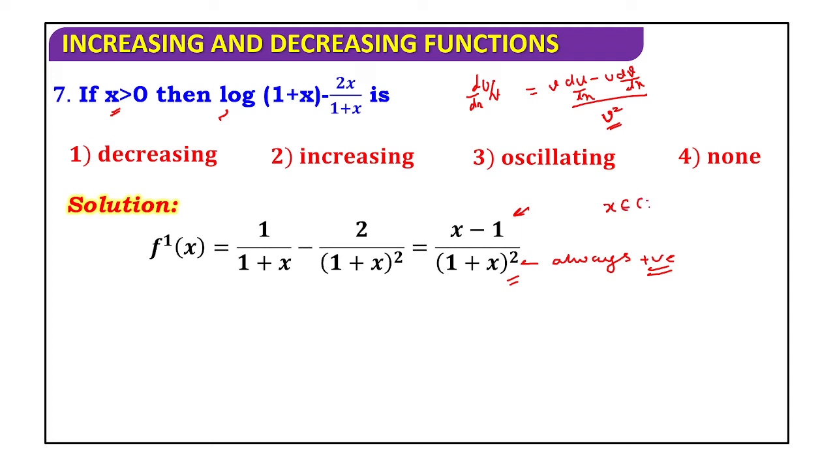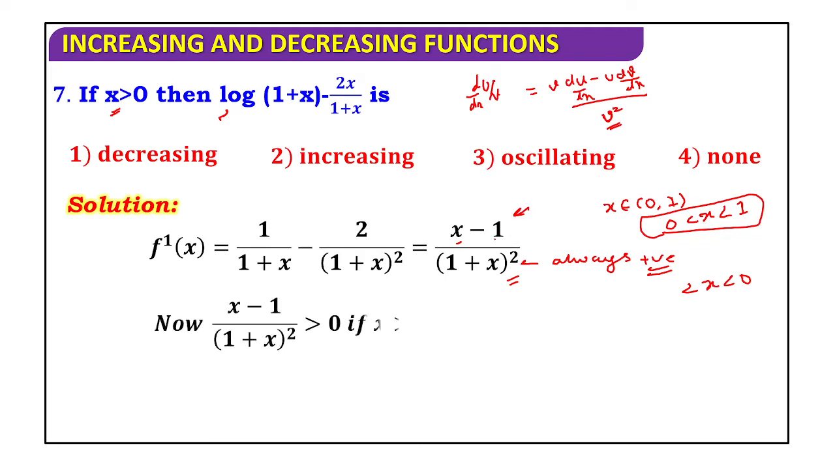Whenever x belongs to 0 to 1, it is negative. Whenever x belongs to 0 to 1, that means x is greater than 0, lesser than 1. So if x is lesser than 1, then it will be negative. Whenever x goes lesser than 0, you can just see that it is going to be a negative term. So whenever x becomes negative, this whole term becomes negative. Clear?